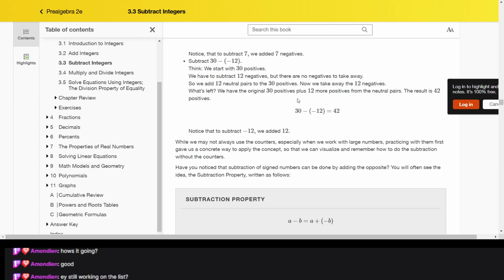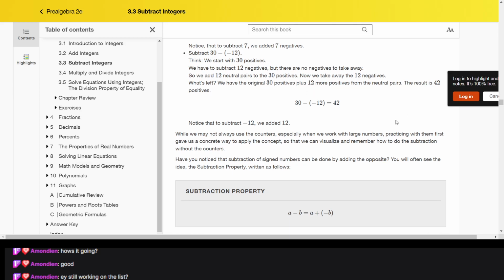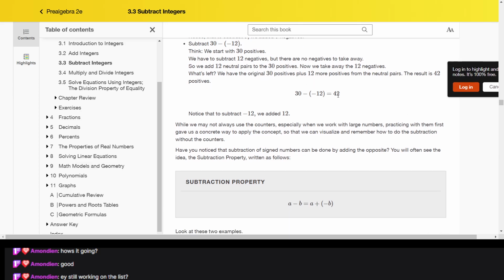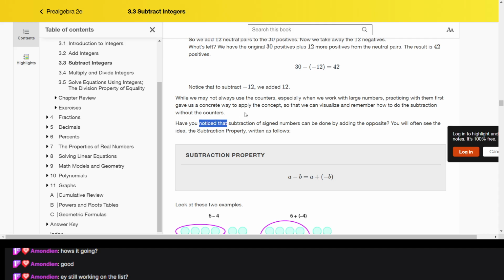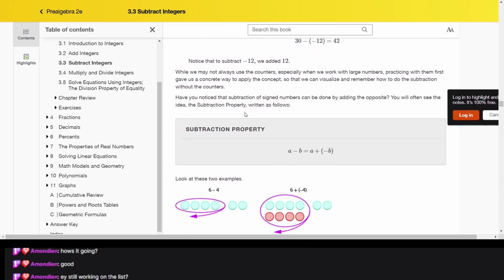What's left? We have the original 30 positives plus 12 more positives from neutral pairs. The result is 42 positives. Notice that to subtract negative 12, we added 12. While we may not always use the counters, especially when we work with large numbers, practicing with them first gave us a concrete way to apply the concept so that we can visualize and remember how to do the subtraction without the counters.